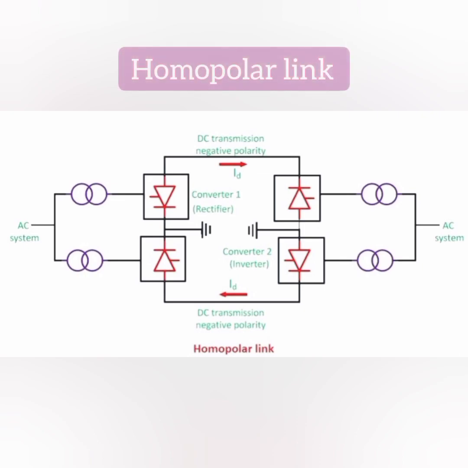Here, the same as bipole links, the AC station comprises converter transformers, star-star and star-delta. One station is comprised of two converters and the other station is also comprised of two converters. In between we use the earth link as a midpoint. Here both the lines are in negative polarity, which means we are using the same polarity for transmission. Nowadays homopolar links are rarely used due to their inefficient power flow.